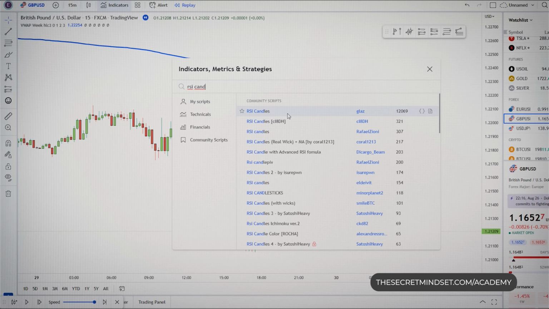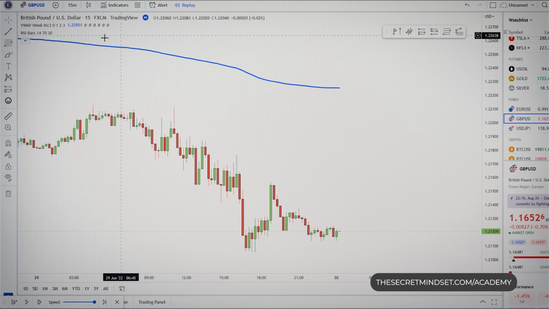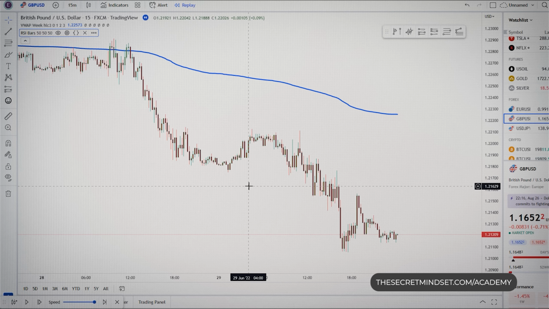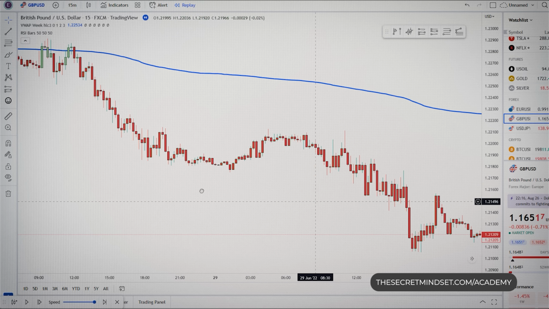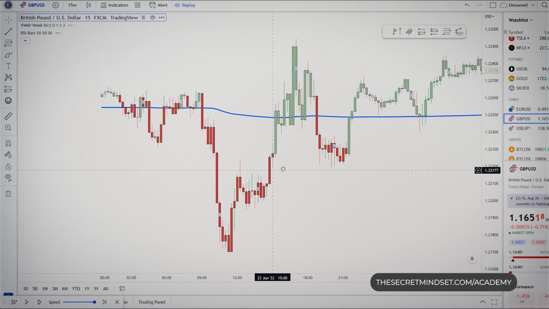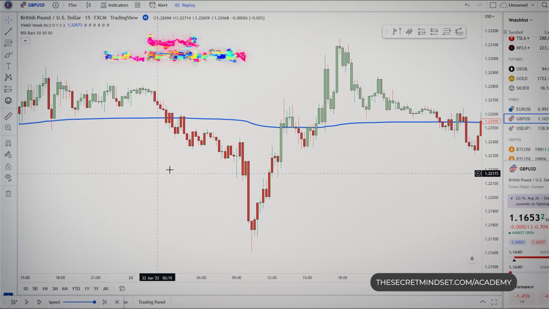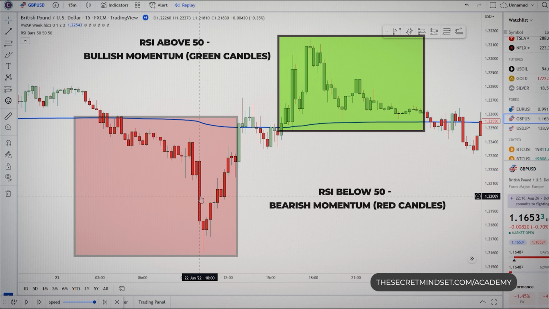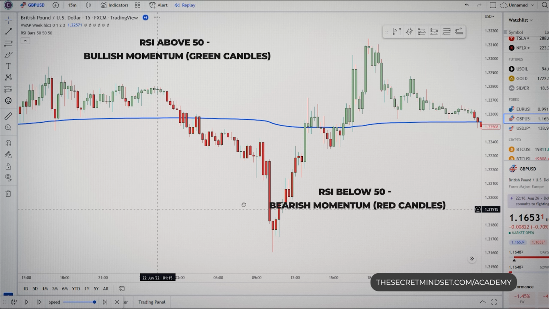We'll use this indicator, RSI candles. We'll change both values to 50. We'll also change the length of the indicator to 50. The indicator changes the color of the candles if the RSI is above or below its middle line. When the RSI indicator is above 50, we have bullish momentum, and when the RSI is below 50, we have bearish momentum.